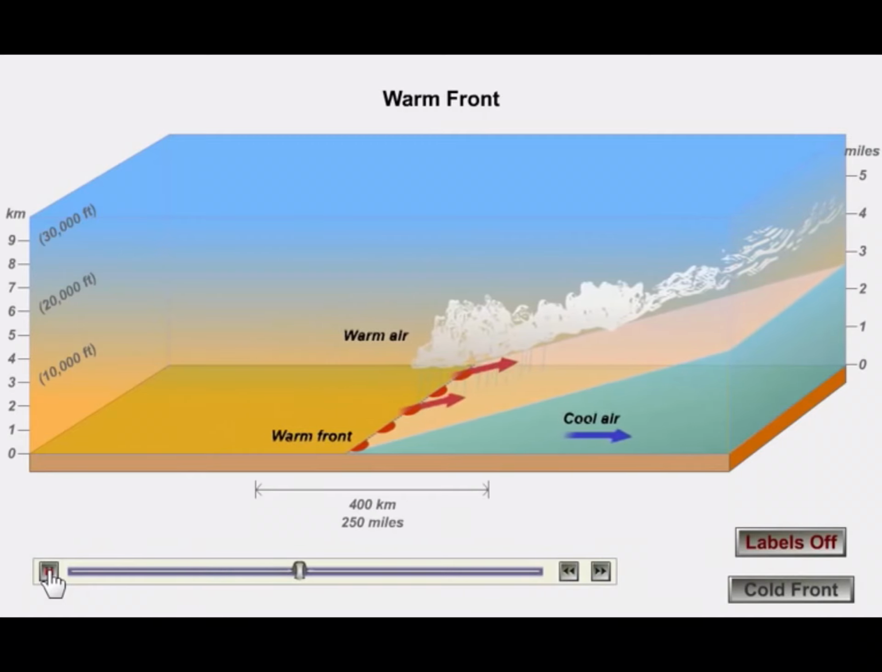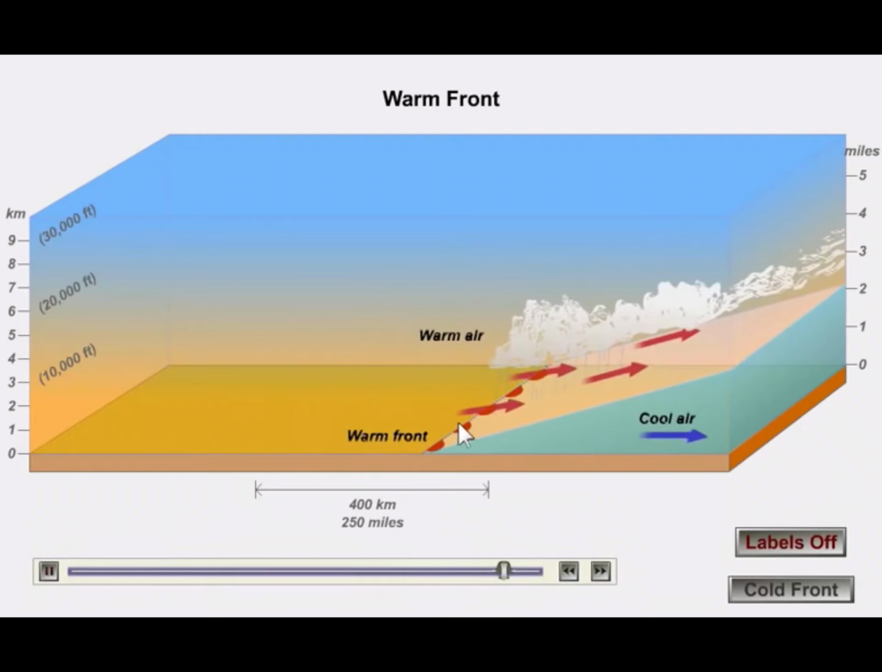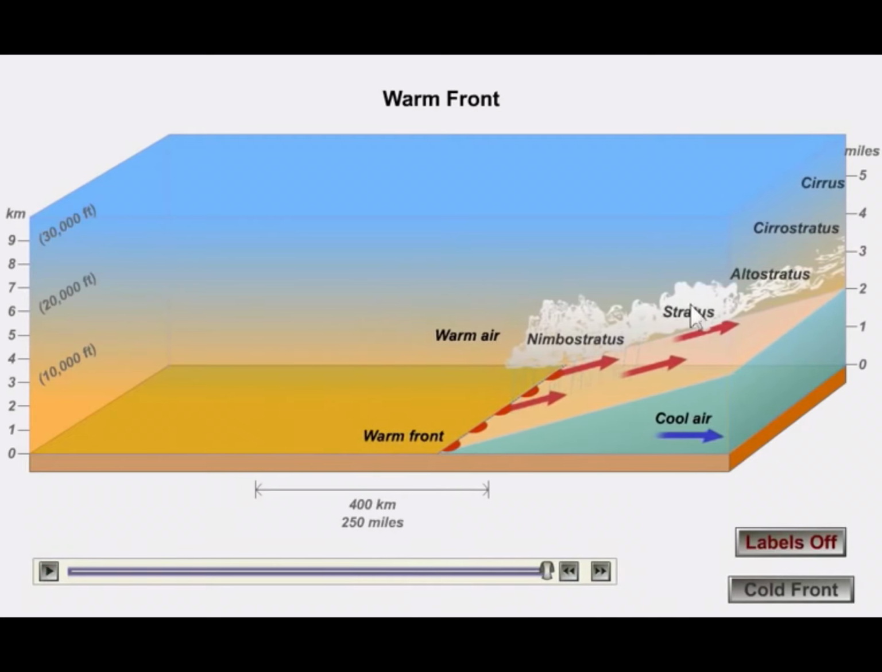Like, imagine squeezing a watermelon seed between your fingers. It kind of squeezes out, right? And as the air pushes, it also rises up over the cold air. Rising air, again, loses its ability to hold moisture, and you tend to get clouds and rain.